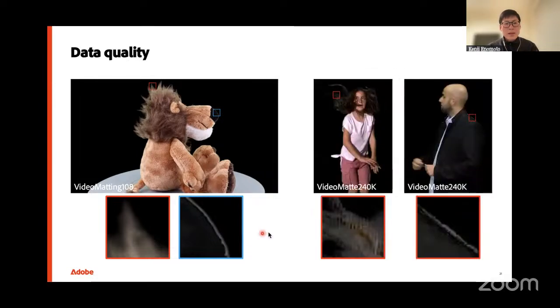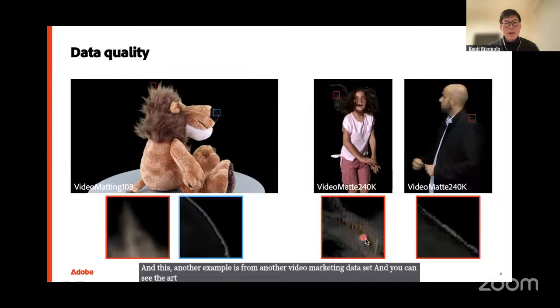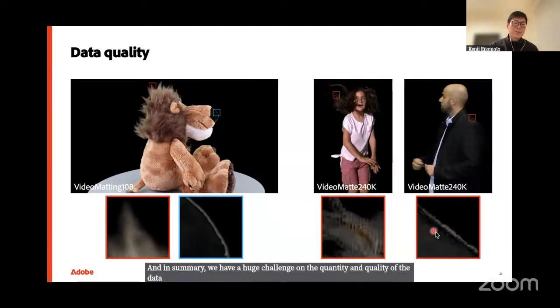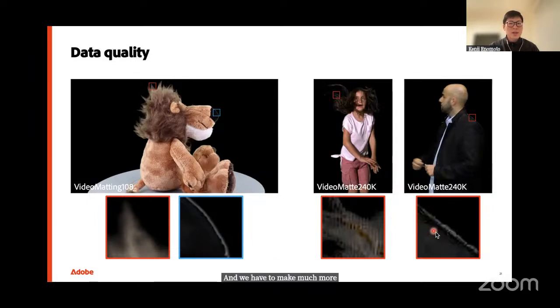This other example is from another video matting dataset. You can see artifacts on the hair, like JPEG artifacts, and again the white edge on the boundary of the subject. In summary, we have a huge challenge on the quantity and quality of datasets in the matting problem, and we have to make much more effort on the dataset in addition to model exploration.